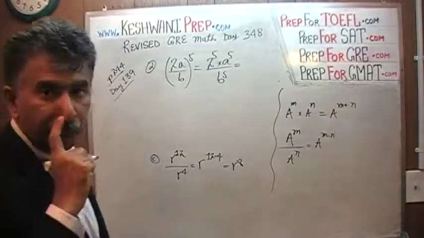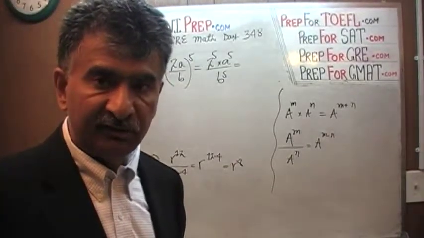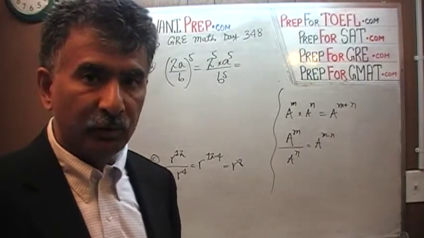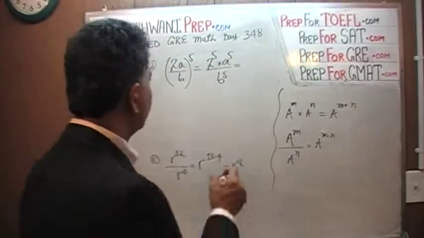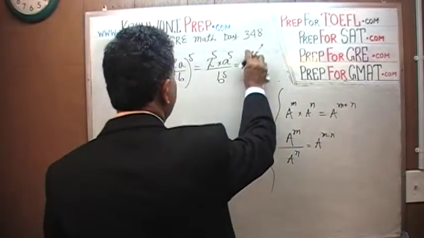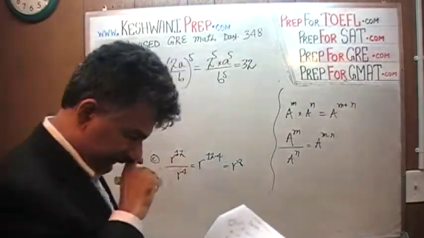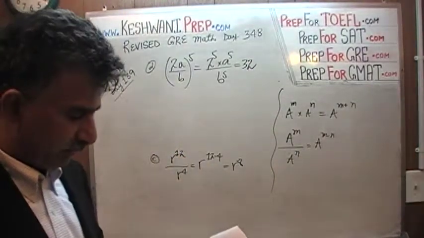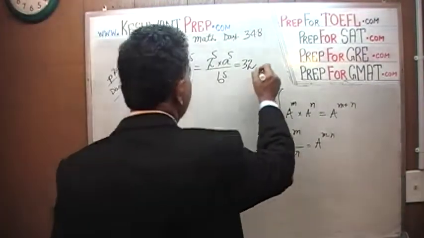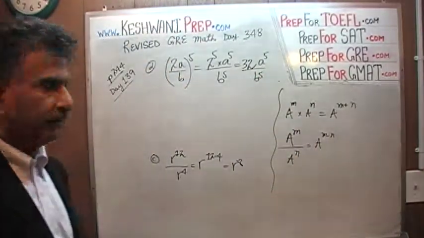And how much is 2 raised to 5? 2 twos are 4, 4 twos are 8, 8 twos are 16, and 16 twos are 32. So if you multiply 2 by itself 5 times, you will find that it equals 32. It is simply 32, not 35. This is the fifth power, I put down 5 independently. So it is 32 times a raised to 5 over b raised to 5. And that's about all we can do here.